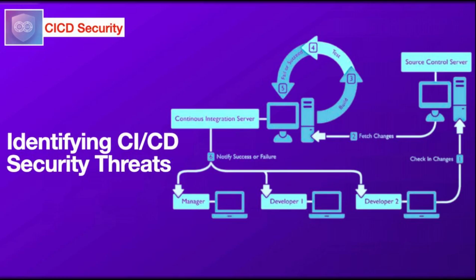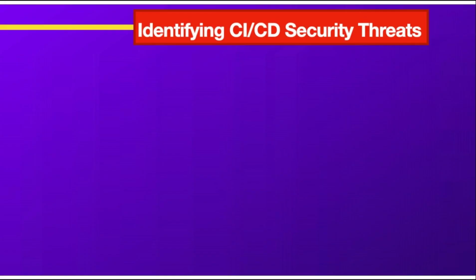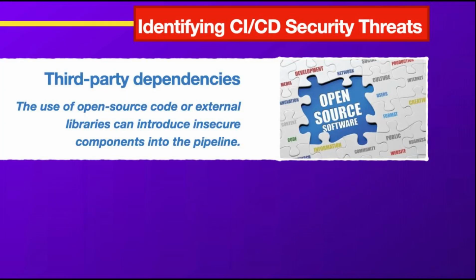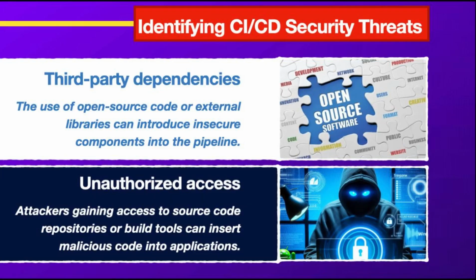Identifying CI/CD security threats. While CI/CD pipelines streamline development and deployment, they can also create security vulnerabilities if not properly safeguarded. Common security risks include third-party dependencies. The use of open-source code or external libraries can introduce insecure components into the pipeline. Unauthorized access. Attackers gaining access to source code repositories or build tools can insert malicious code into applications.